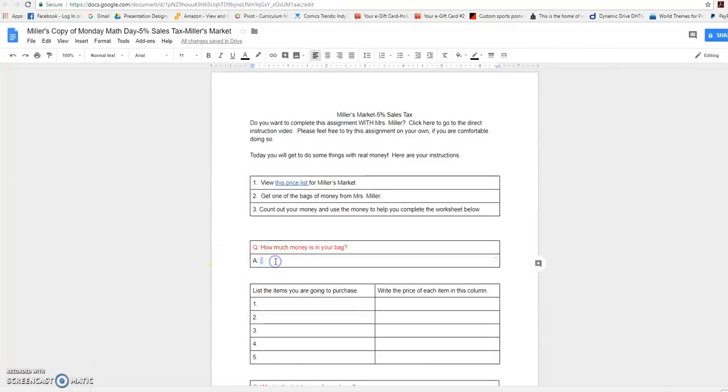After you count your money, please enter the amount here. Now we're going to put our dollar sign, 5.63. You probably don't have the same amount as I do because it's random. So just put in the amount that you have.